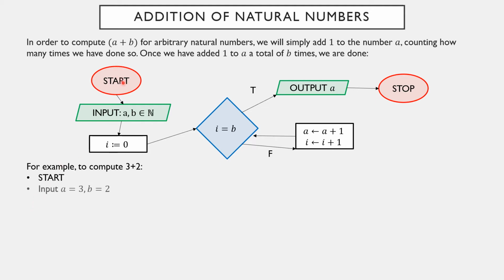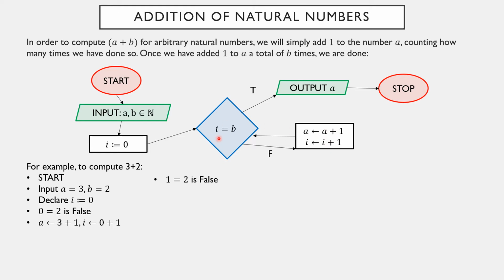So we start, we input a as 3 and b as 2. We declare i to be equal to 0. Is 0 equal to 2? No, it is not. So increase a by 1 and increase i by 1. So now a is 4 and i is 1.